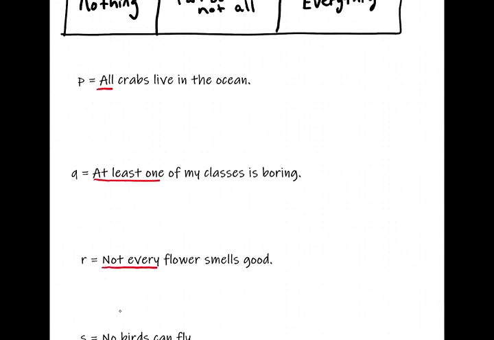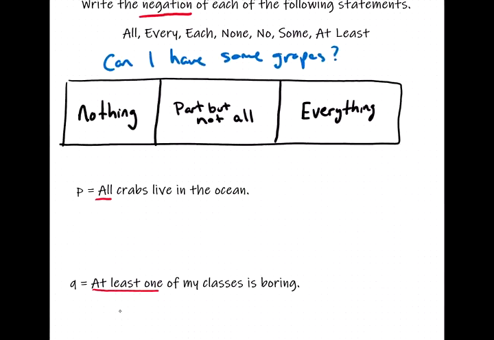Now, the problem is, we have a statement and its negation. So there's two statements there. The statement and the negation. So what we want is not P. What is the statement not P? And what is the statement not Q? And then we'll do not R, not S. So we have to negate the original statement, but the statement and its negation have to account for all three of these quantification states.